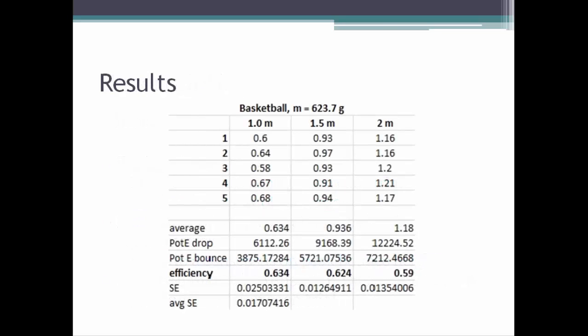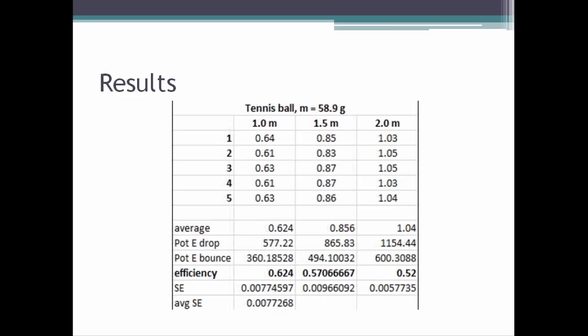This is our results. So this is the results for the basketball, and we can see at 1 meter, the average bounce height was 0.634 meters. At 1.5 meters, it was 0.936 meters, and at 2 meters, it was 1.18 meters. We can also see that the efficiency at 1 meter was 0.634, at 1.5 it was 0.624, and at 2 meters it was 0.59.